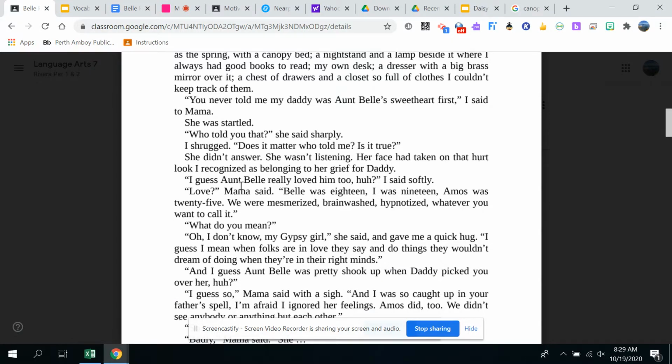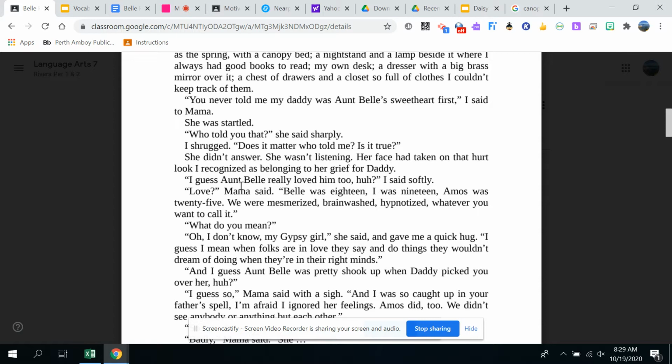You never told me my daddy was Aunt Belle's sweetheart first, I said to Mama. She was startled, right? So she's probably shocked. This was a big secret that they've been hiding from them for a while. So remember, it was the grandmother who told her. So she's questioning her mom about this. Who told you that? She said sharply. So obviously she's kind of pissed off that the grandmother told her.